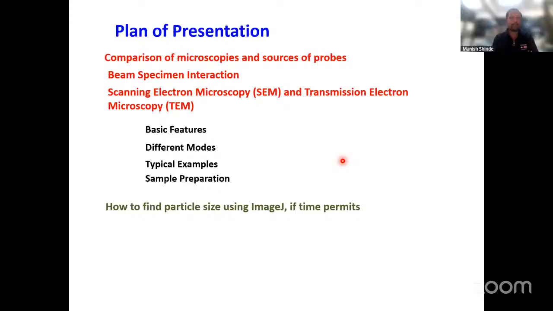So this is the plan of my presentation. I'll compare the various microscopy techniques and sources of probes, because source of probe means from where the electron beam is generated. That is very important. Then how the beam interacts with the sample. So beam specimen interaction is also very important. Then I'll discuss further details of scanning electron microscopy and transmission electron microscopy with respect to their basic features, their different modes of operation, typical examples, and sample preparation.